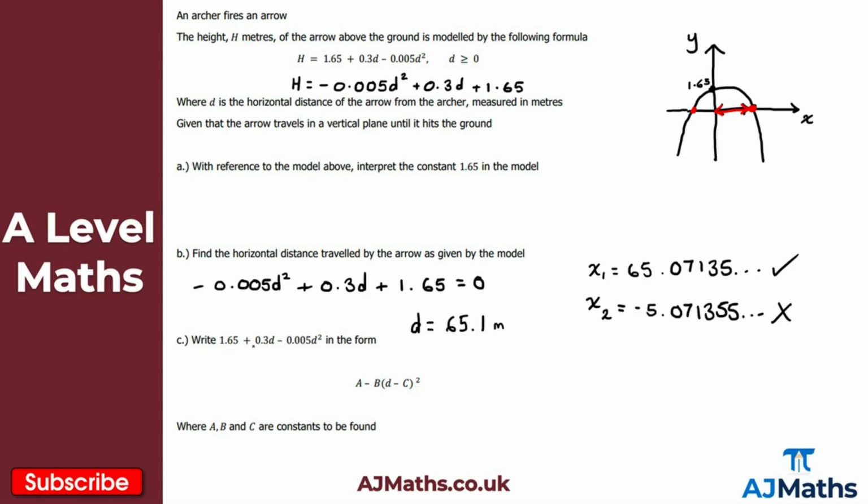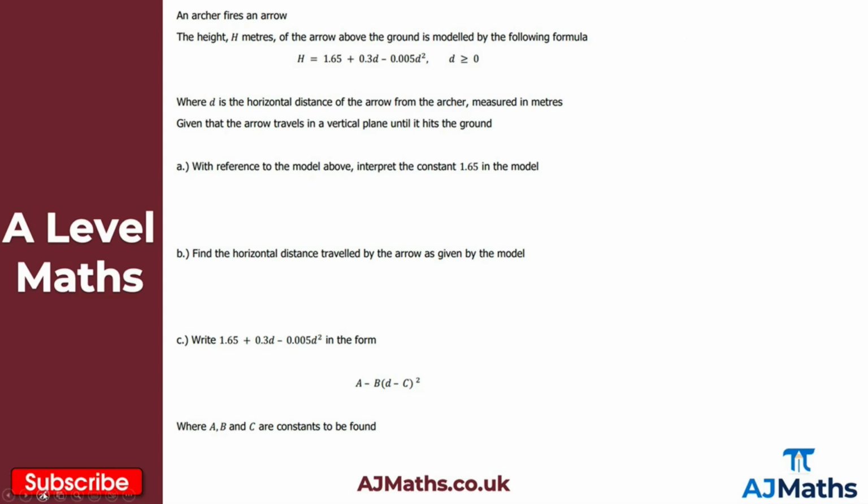And for part C here, we're asked to write our quadratic in this form. Now, this looks a little bit different, but hopefully you recognize that this is simply completing the square. So what I'm going to quickly do here is clear the screen just so we've got enough room to do part C. So we want to complete the square on our quadratic. So the first thing I'm going to do is take my quadratic and write it in the form that we're more familiar with. So the quadratic term comes first, so minus 0.005 d squared plus 0.3d, and then finally plus 1.65. Okay. What we want to do now is get this quadratic into completed square form.